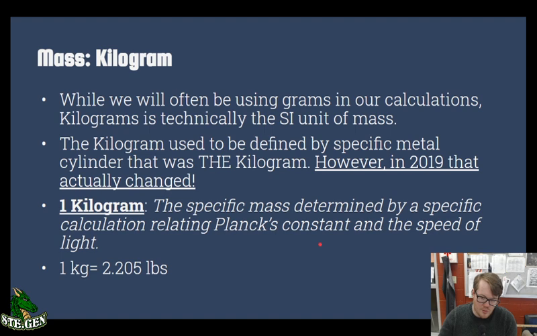It's really not worth getting more specific than that, but basically we took the speed of light and we took this value that's called Planck's constant that you'll learn about if you take advanced science classes, and we combined those concepts together to give us a kilogram. A kilogram is about 2.205 pounds.